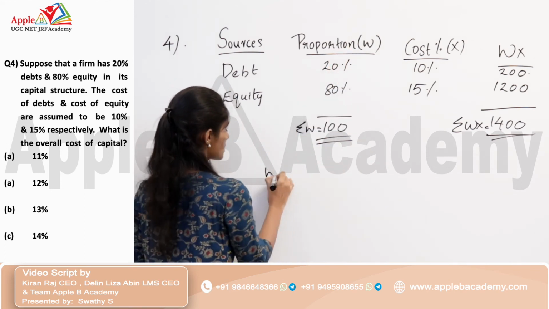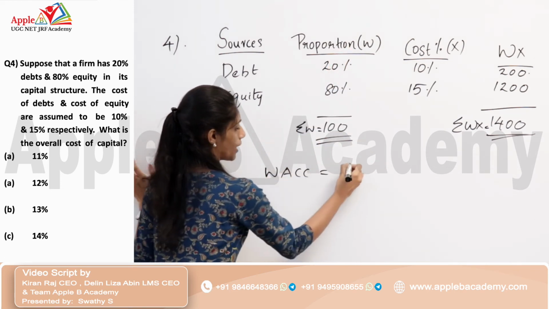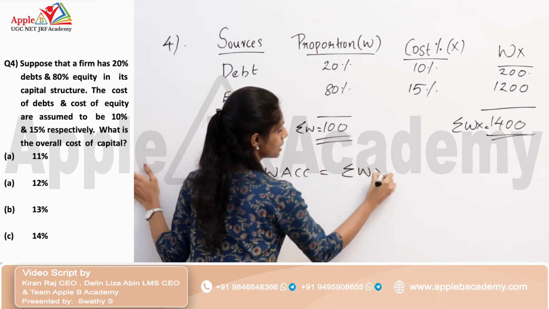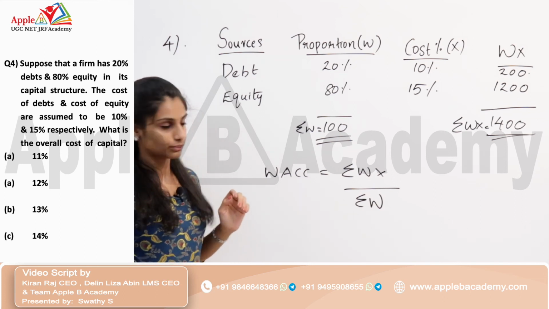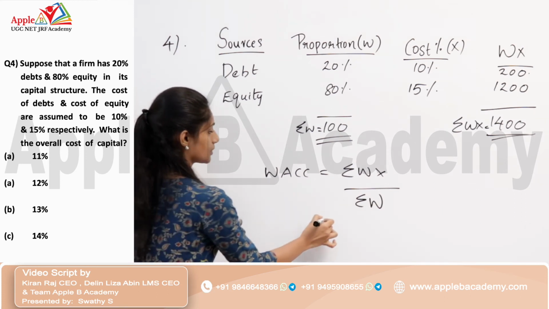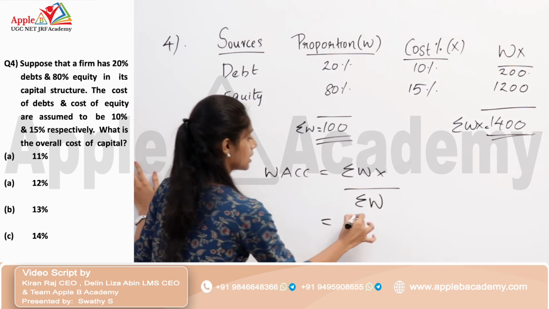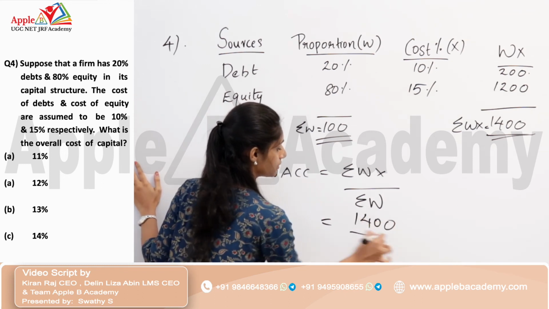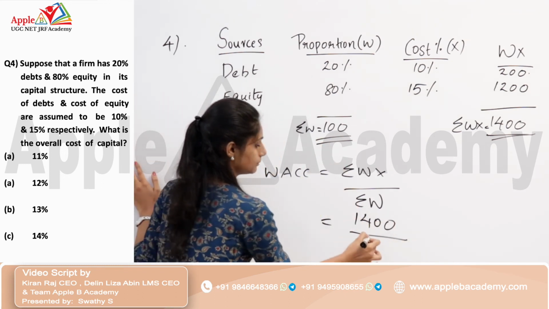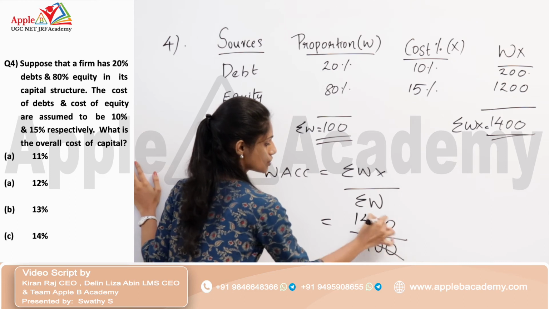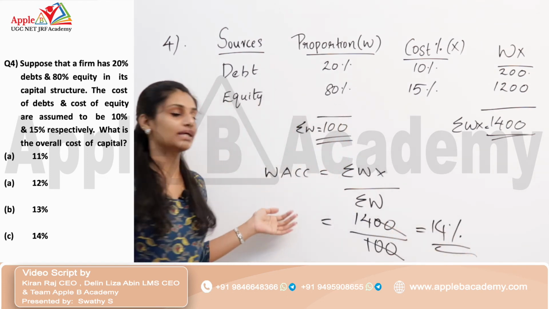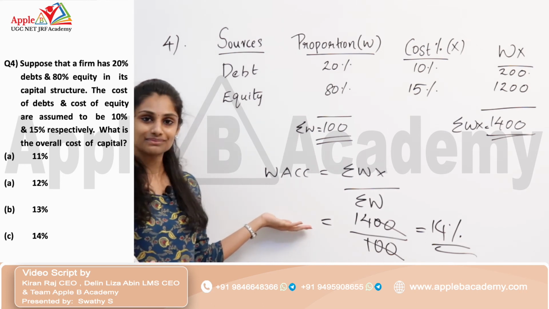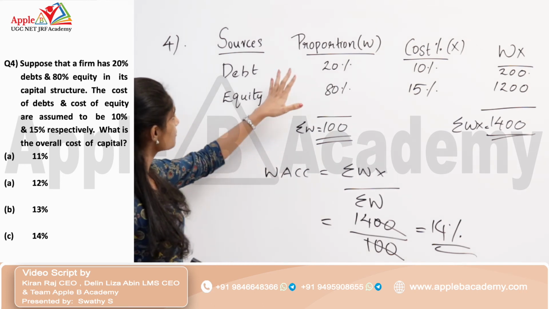Now for calculating weighted average cost of capital, we have the equation sigma WX divided by sigma W, which is equal to sigma WX, that is 1,400, divided by sigma W, 100. So you can cancel, and your answer will be 14%. Okay.